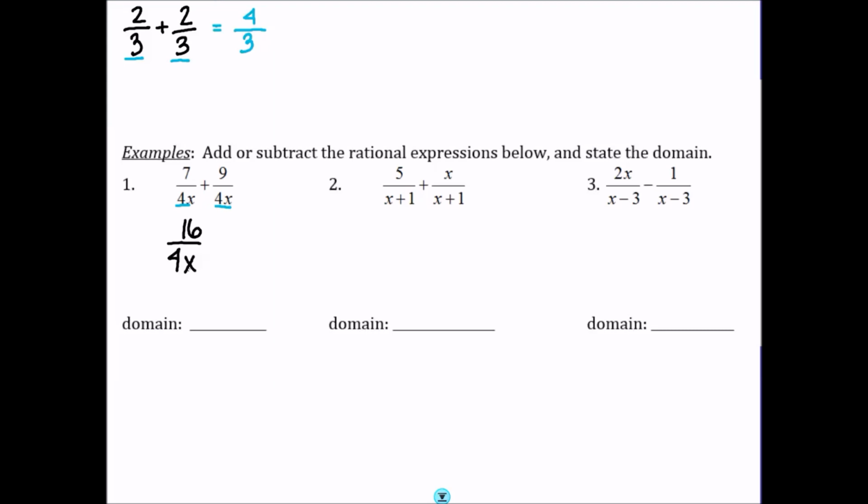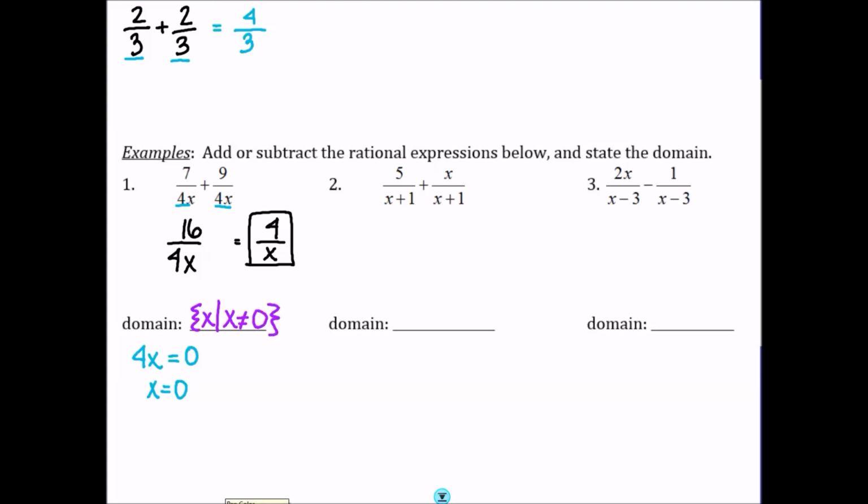Then we need to double check and see if we can simplify. Since 16/4 simplifies, our final answer is 4/x. We find the domain the same way we did when we multiplied, divided, and simplified. We need to look at the denominator of the original problem, which in this case was 4x, set it equal to 0, and then solve for x. So you would divide both sides by 4 and end up with x equals 0. So our domain will be x such that x does not equal 0.